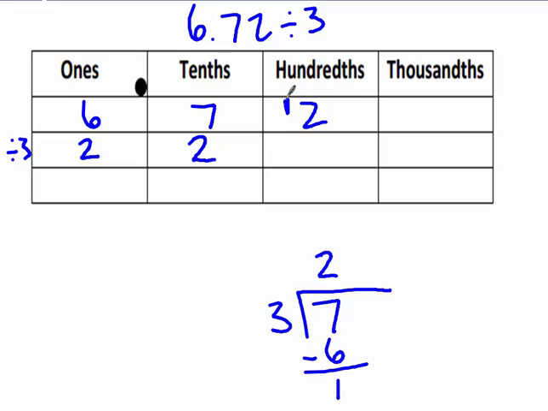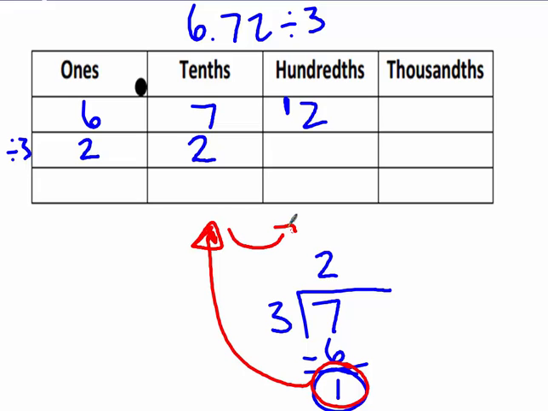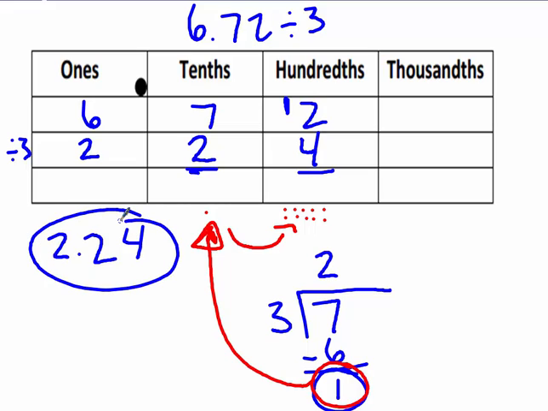This remainder gets carried over to my next unit. This remainder, which I should always be thinking about, means I have 1 tenth. So I'm taking that 1 tenth and trading it for 1, 2, 3, 4, 5, 6, 7, 8, 9, 10 hundredths. And now I'm going to check 12 divided by 3, well, that is 4. My place values will stay the same, so I have 2 ones, 2 tenths, and 4 hundredths. So my answer is 2 and 24 hundredths.